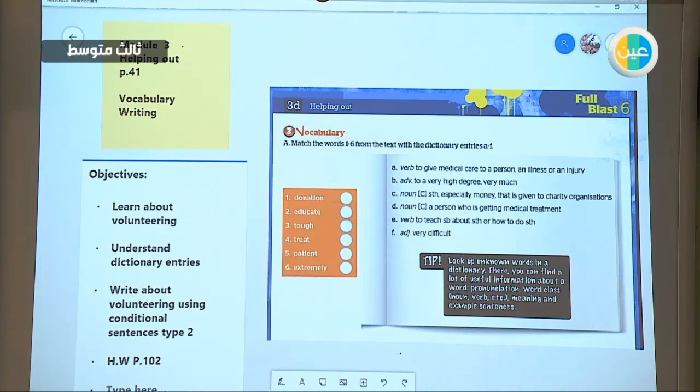Now, let's move to number 3, the vocabulary. We have 6 sentences here. We're going to match them with their dictionary entries from A to F. First of all, what is the meaning of dictionary entry? Let's say that you want to find the meaning of a word in a dictionary. You're going to open a dictionary and you will find the word with a dictionary entry. So the dictionary entries are codified according to the grammatical category under which the word falls, which is often abbreviated.